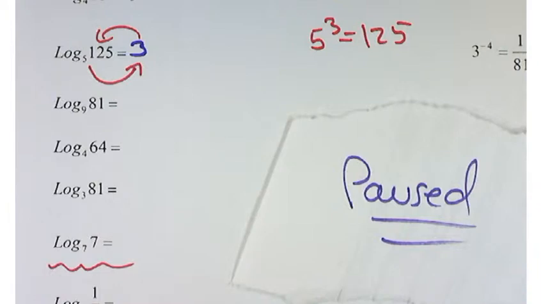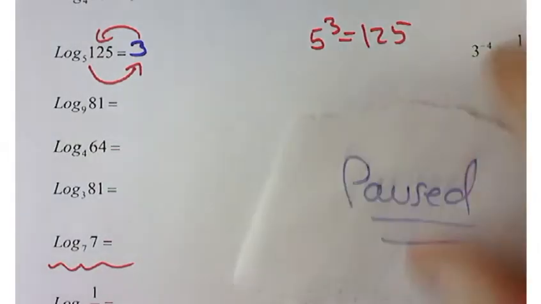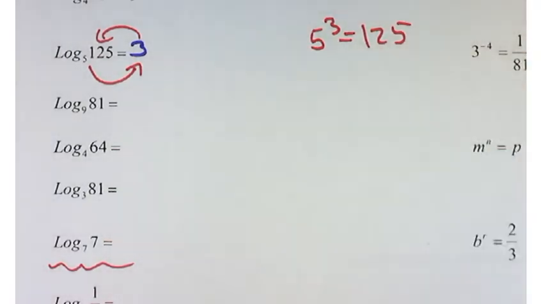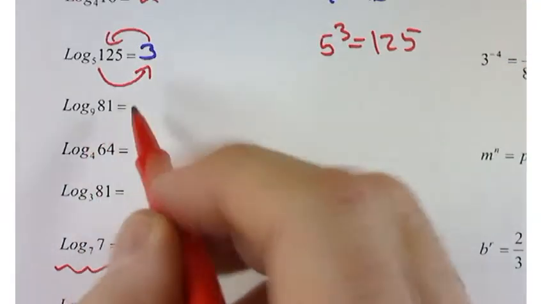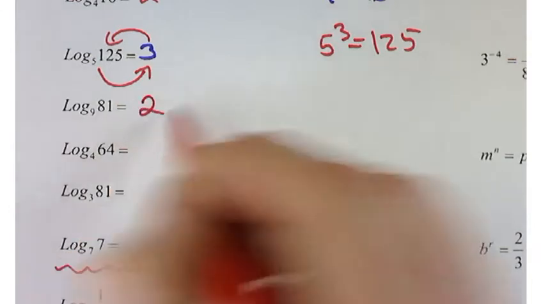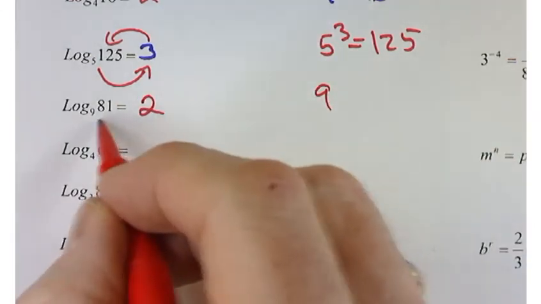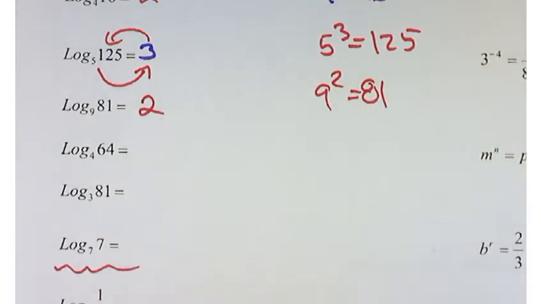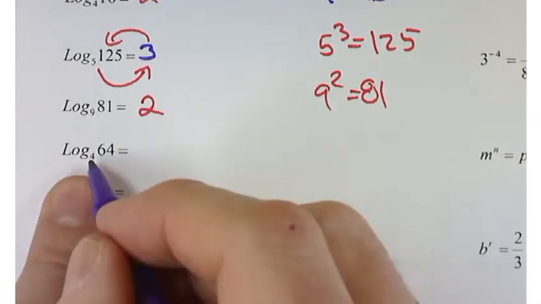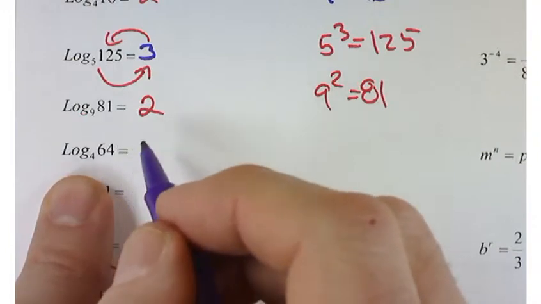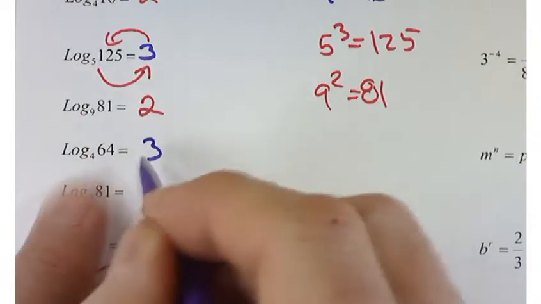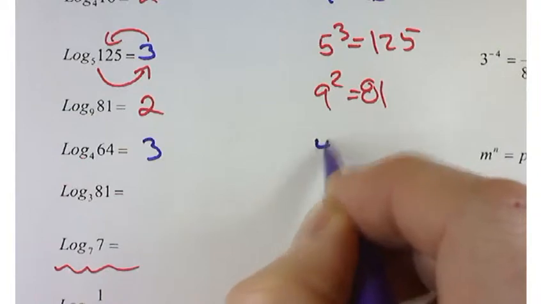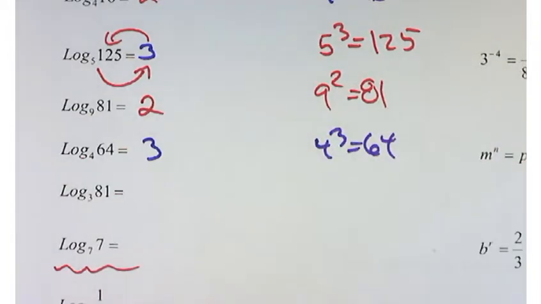Looking pretty good. A little spot check. So let's run through these. What power of 9 gives you 81? 2. And equivalently, 9 to the second power is 81. Let's keep going. How about what power of 4 gives you 64? 3. And 4 to the third power equals 64.